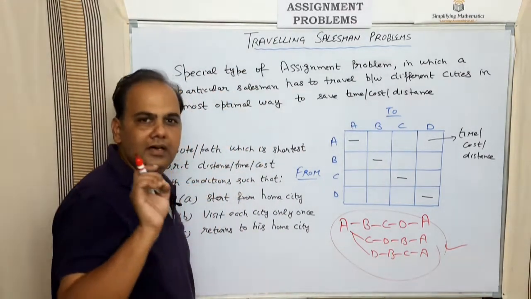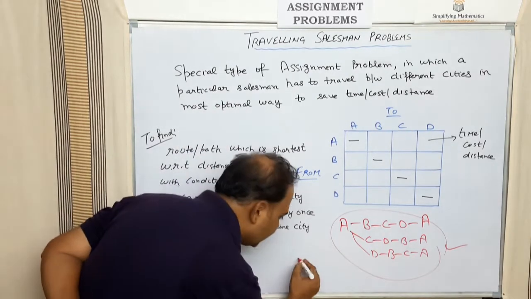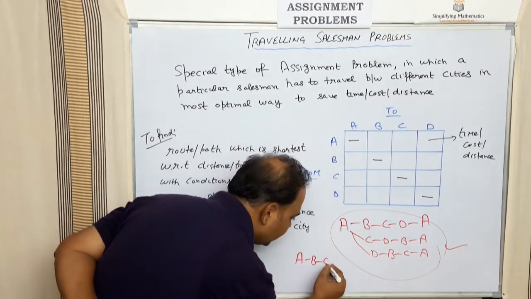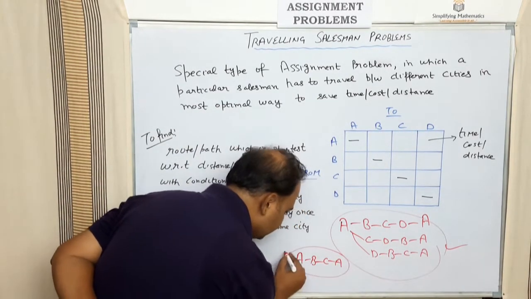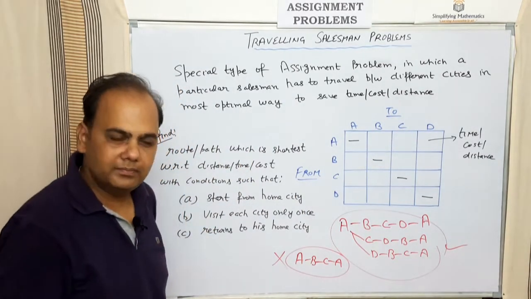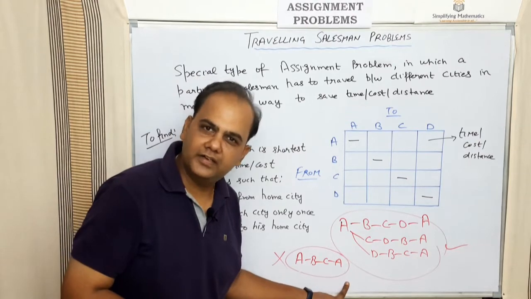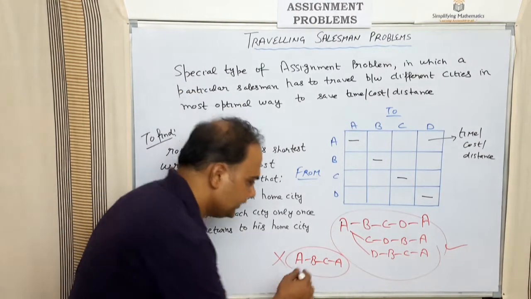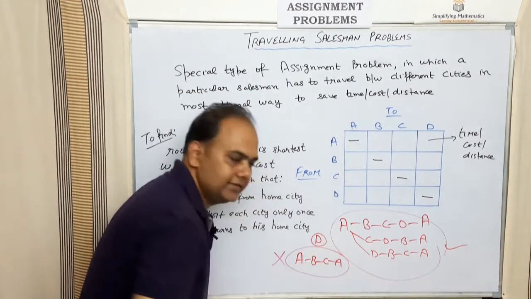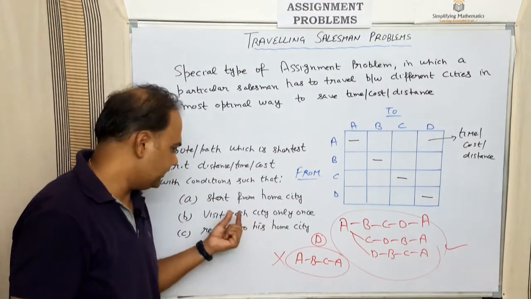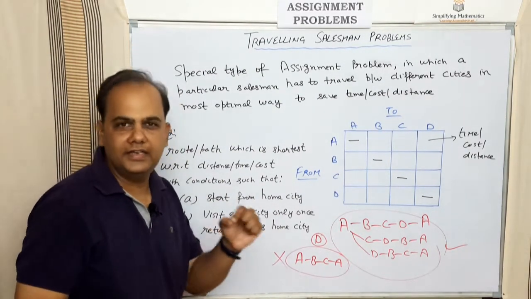So if after finding the assignment, your path comes out to be like this, A, B, C, A, then this is not the optimal path. No doubt he has started from the home city and has returned to his home city, but he has not visited city D, and there is a condition that he should visit each city.